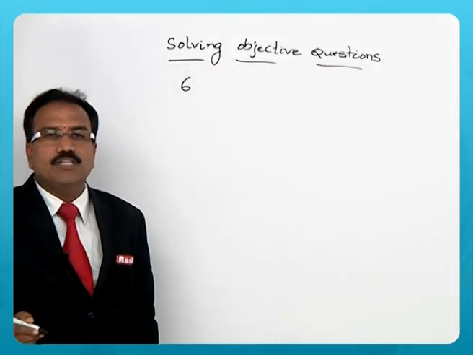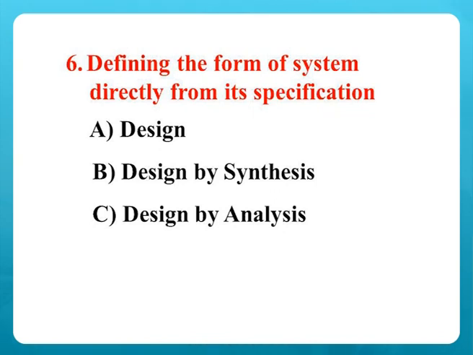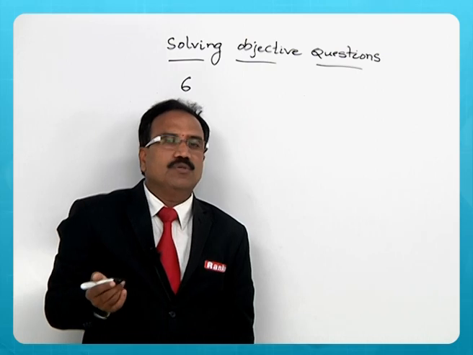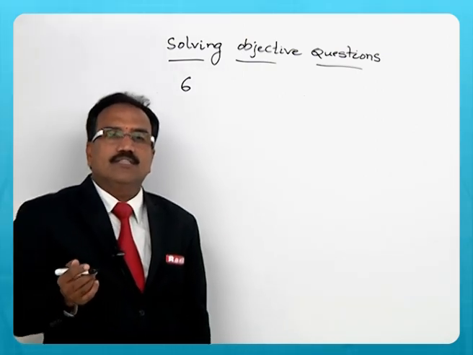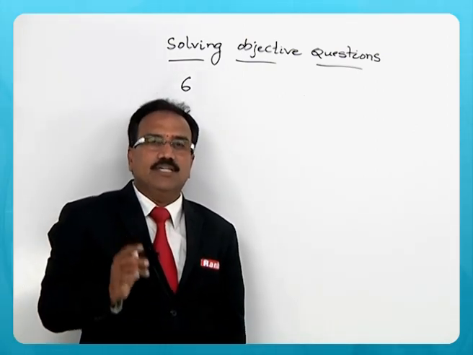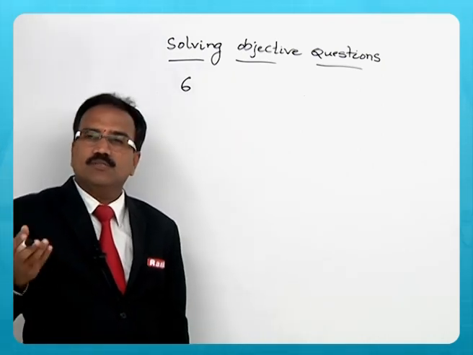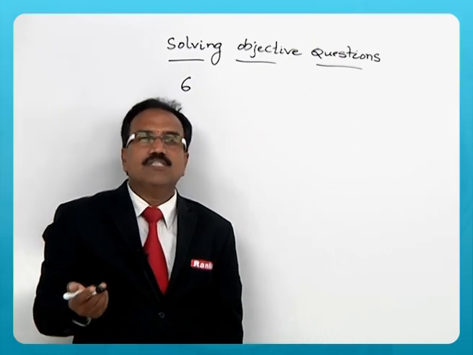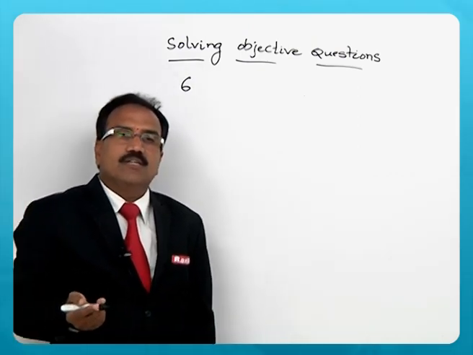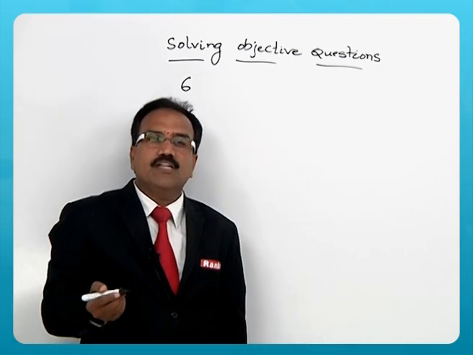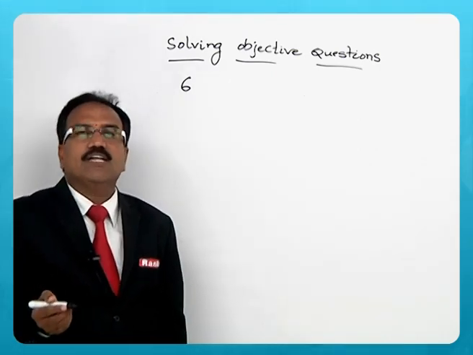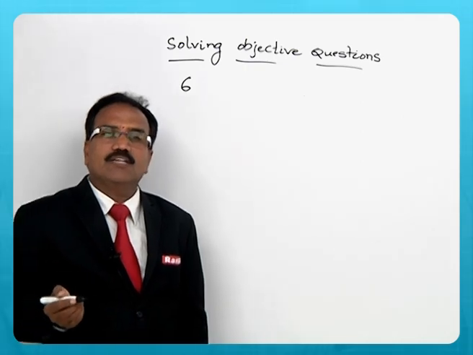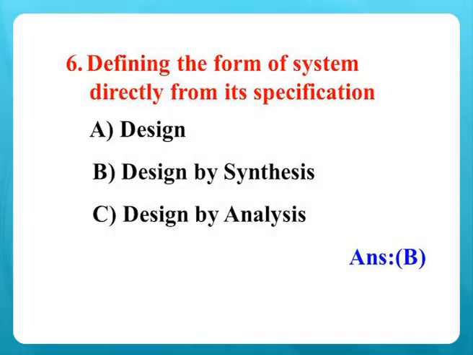The question number 6, defining the form of a system directly from its specification. So you are not actually studying the characteristics of an existing system here. Specifications, based on the specifications, you are just trying to directly design it. So what is it known as? Options are A, design, B, design by synthesis, C, design by analysis. So the correct option here is design by synthesis, option B.